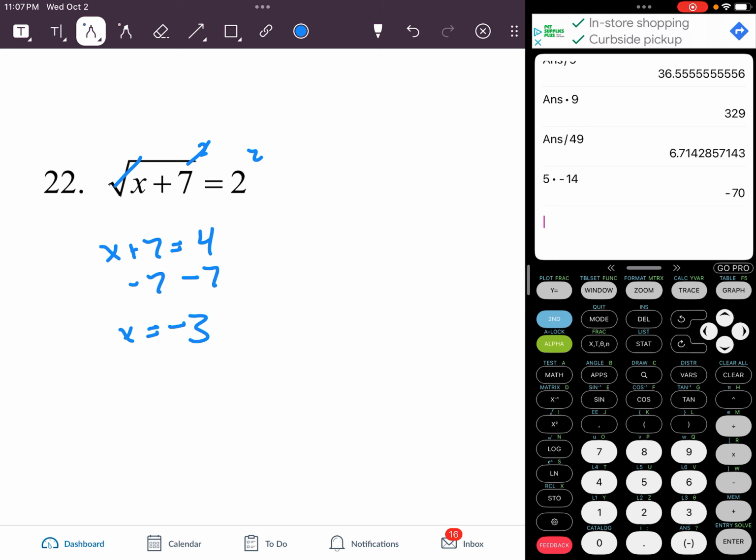Okay, as with any radical, you want to check this out. So -3 in for the x. -3 plus 7 is +4. The square root of 4 is 2. That's what the other side equals. So this works out.